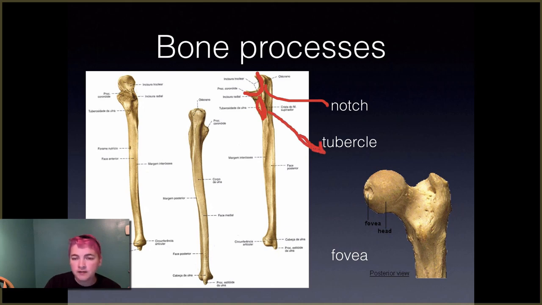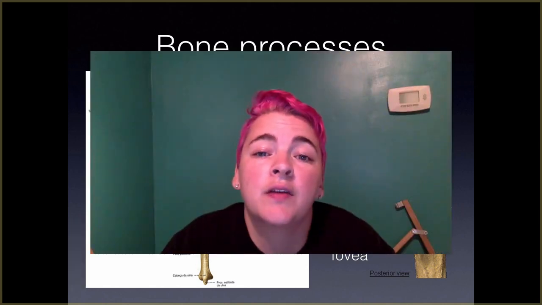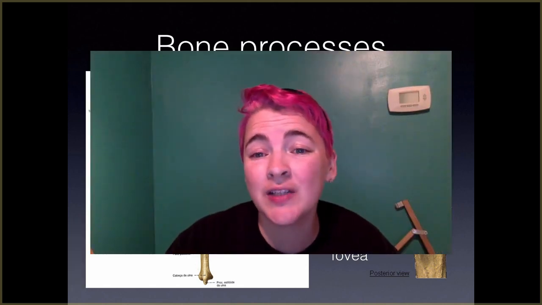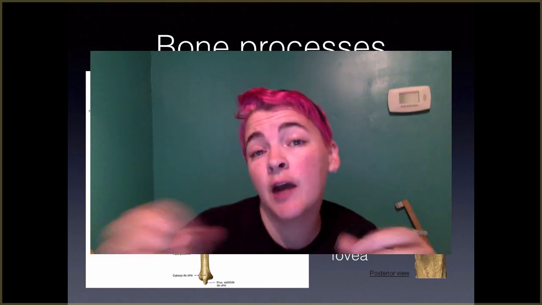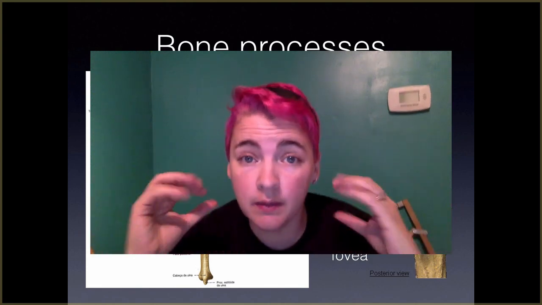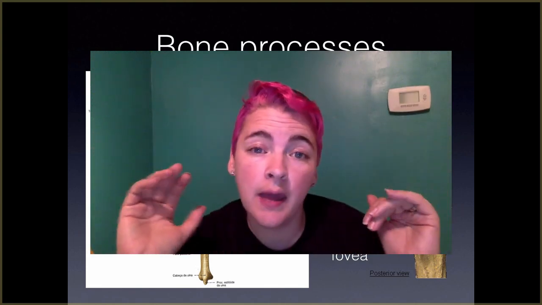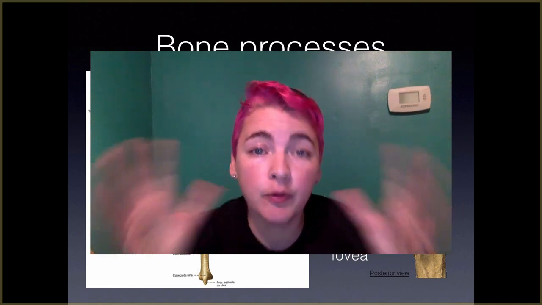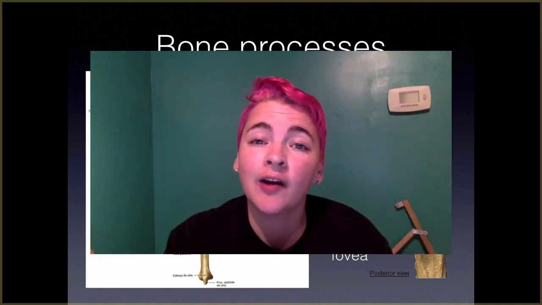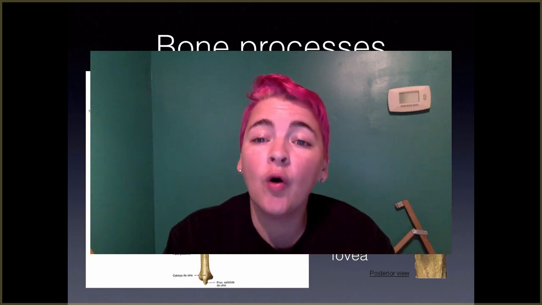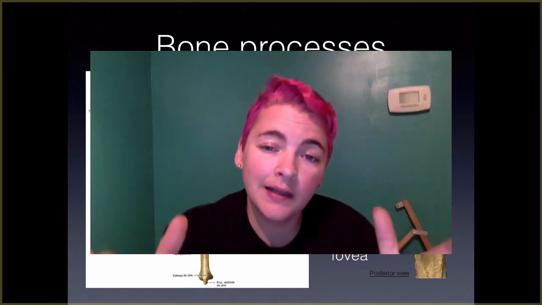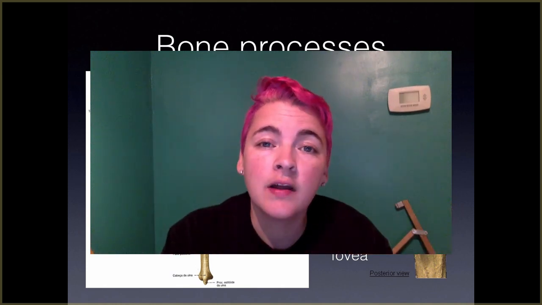A fovea is a small divot. This is the top of the femur. This is a fovea here. One way that I like to remember these is that if it begins with the letter T, it's generally going to be a sticky outie, where it's sticking out of the bone. It's going to be something that is a bump or a protrusion. If it begins with the letter F, it's going to be a divot or a hole within the bone. So T, stick out, F, hole within the bone.